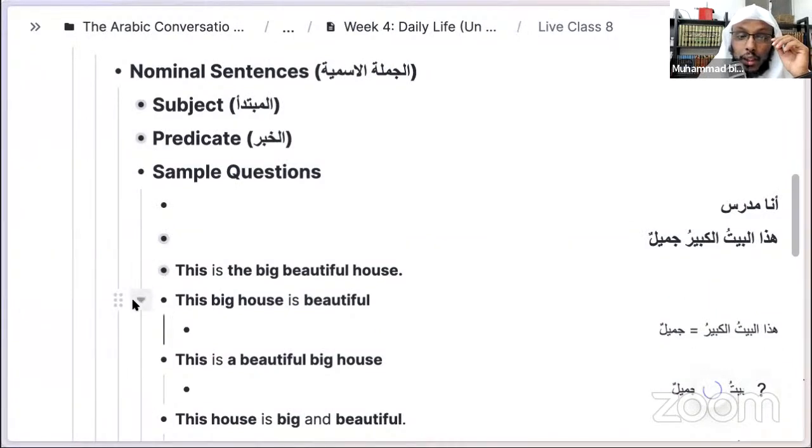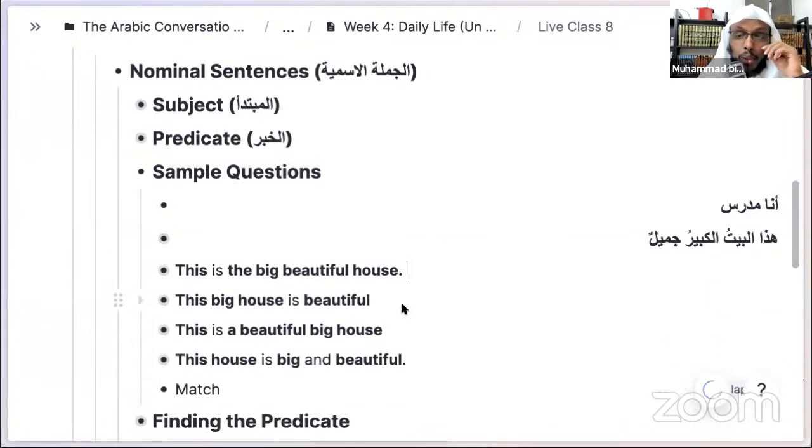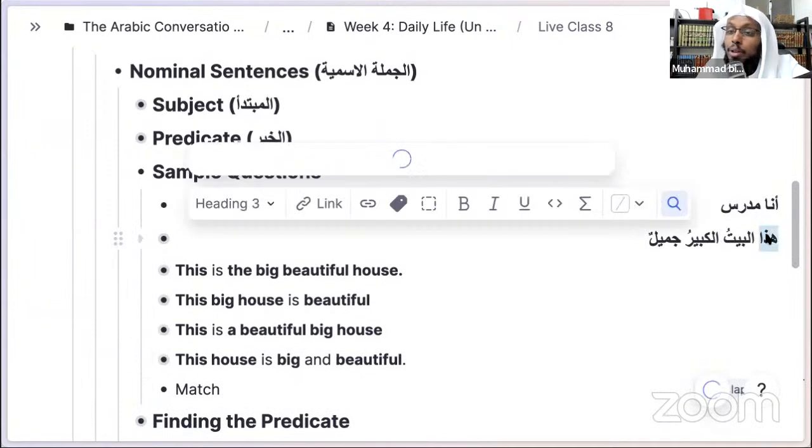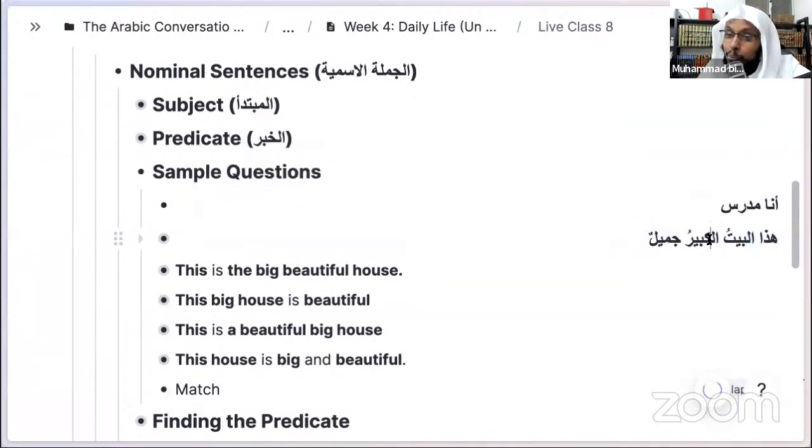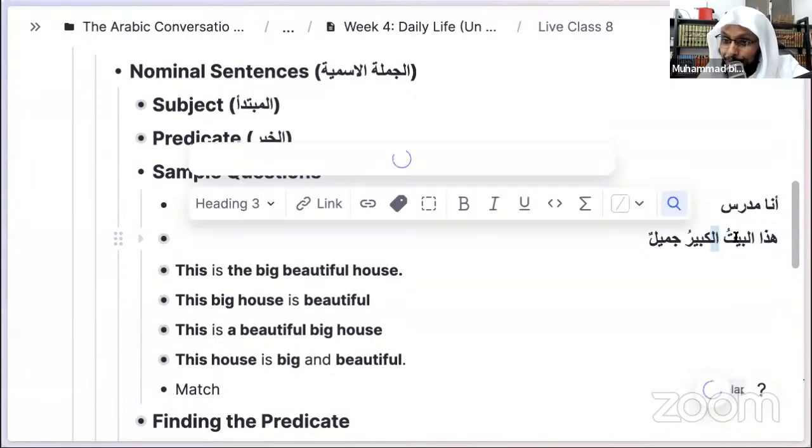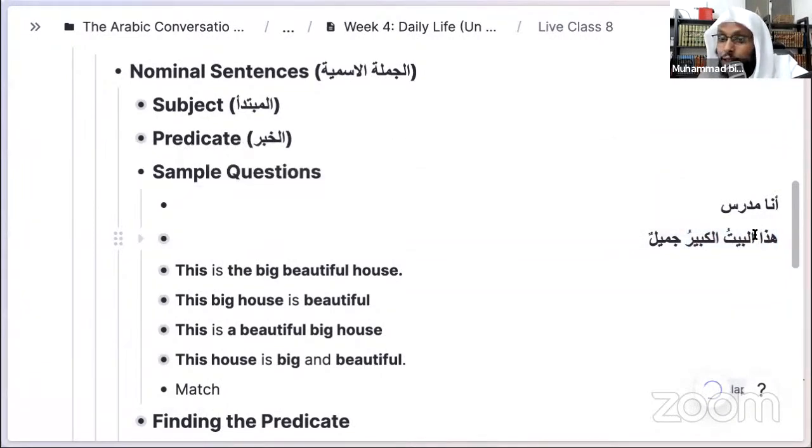Here we have a sentence that says هذا البيت الكبير جميل. Now هذا is a demonstrative pronoun. Demonstrative pronouns are always definite because you're actually pointing at something. It can't be indefinite. البيت is definite because it has alif lam. الكبير is definite because it has alif lam. So all of these are part of the subject crew. This big house. How do you know it's all part of the subject? Because the sentence is not complete yet.